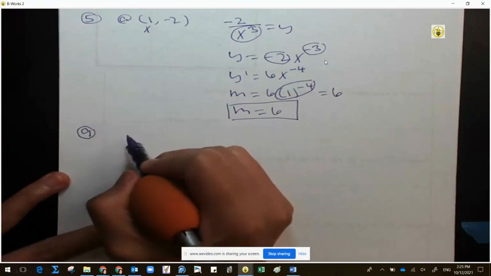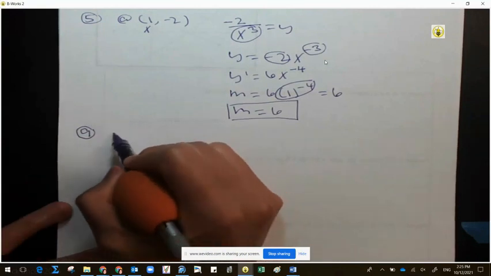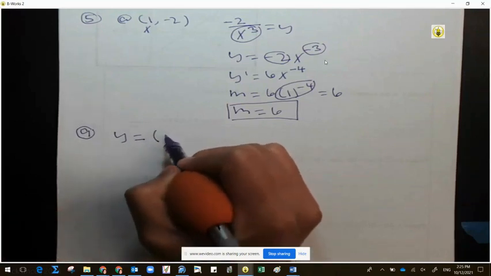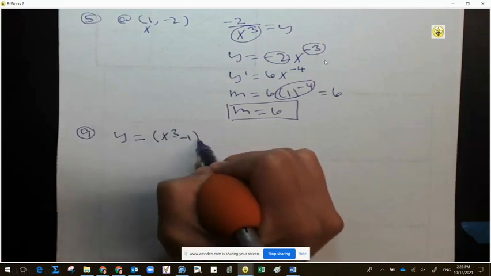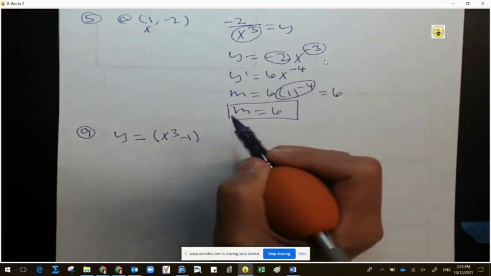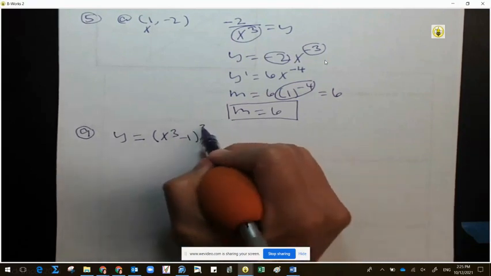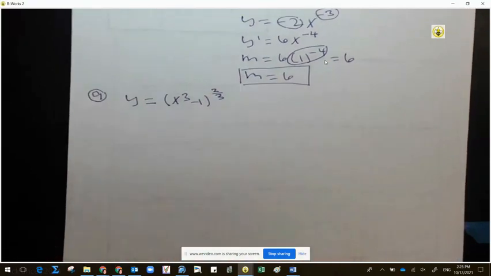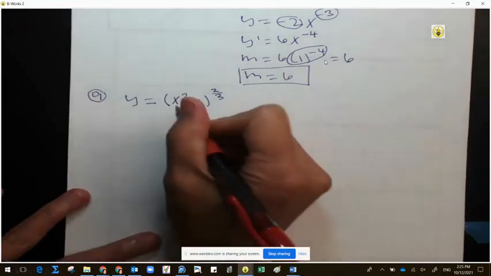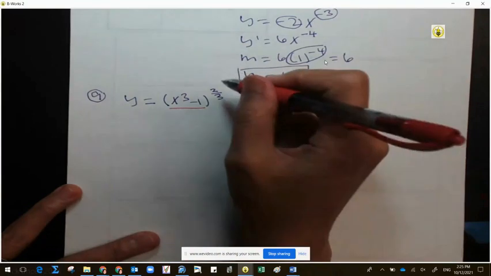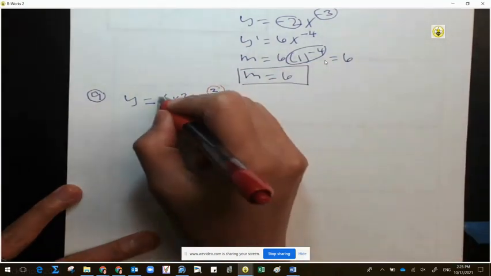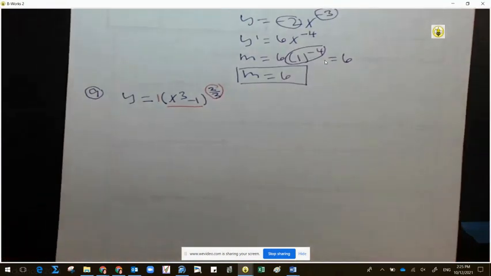So number 9, I want to rewrite this so we have a power rule. So we have y is equal to, let's go ahead and leave this in parentheses, x cubed minus 1. And then the root becomes the denominator of my power. So in this case, it's 2/3. All right. So we have to use what rule on this one? Chain rule. We have a function within a function. So normally I would multiply by the number out here. Since we don't have any, you could write the 1 if you want.